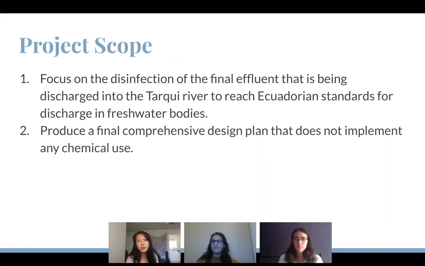So the project scope was to focus on the disinfection of the final effluent being discharged into the Tarqui River. The main concern was for it to reach Ecuadorian standards for discharge in freshwater bodies. We also had a plan to not use any chemicals and minimal pumping energy.